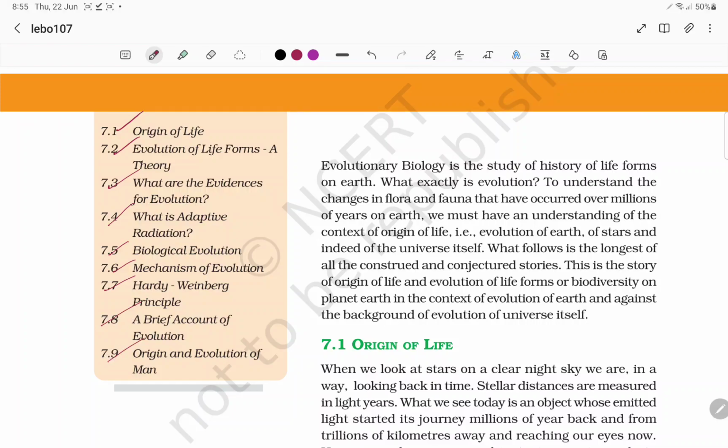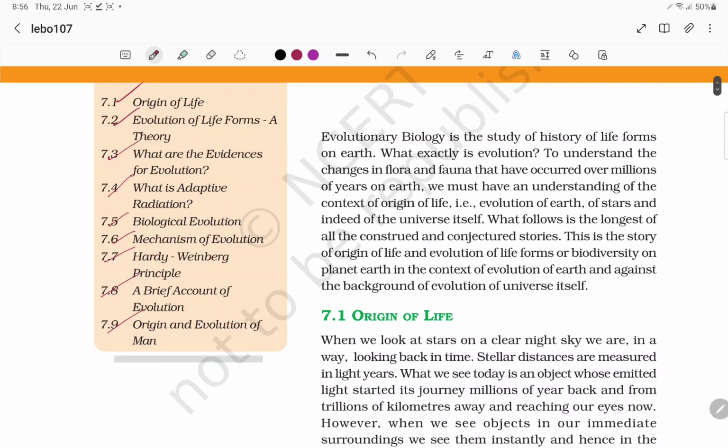You are going to see regarding Cro-Magnon man, and we have the Dryopithecus, Ramapithecus, Homo erectus, Homo habilis, Homo sapiens, these things. So, evolutionary biology is going to study the history of life forms on Earth. What exactly is evolution? To understand the changes in flora and fauna that have occurred over millions of years on Earth. So, usually we will be writing it as MYA, millions of years ago.